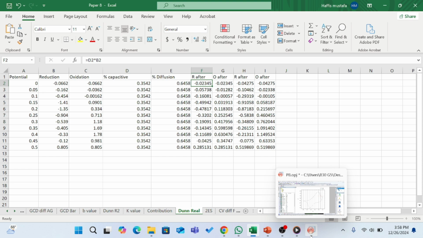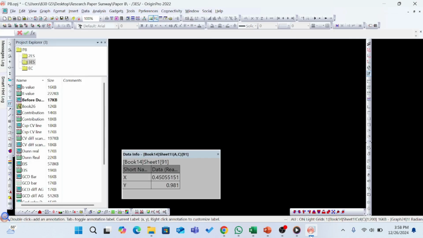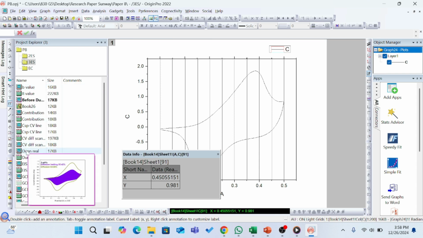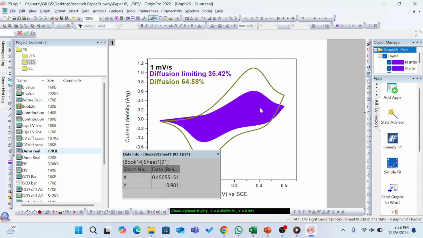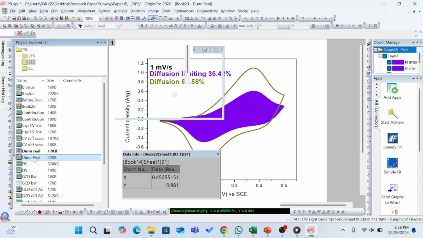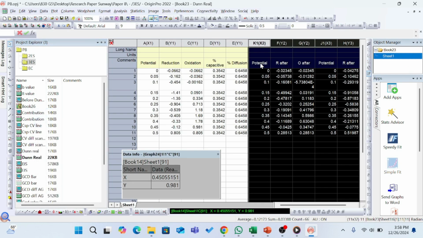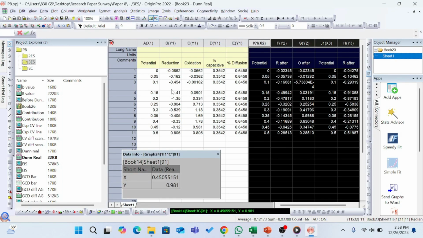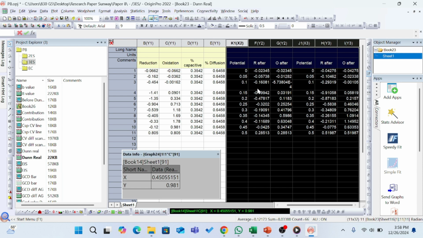After you're done with that, a lot of people are waiting for this, you can actually get the Dunn graph like this one. How do you get the Dunn graph like this one? You just need to copy all the data from your Excel, from potential to O after. I copy all and just plot here.